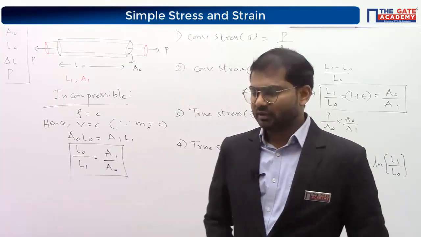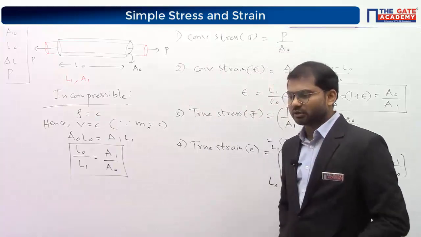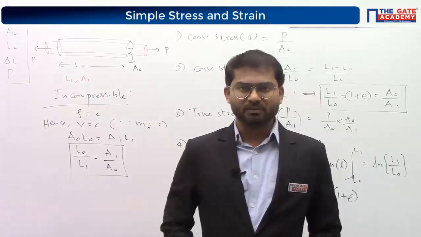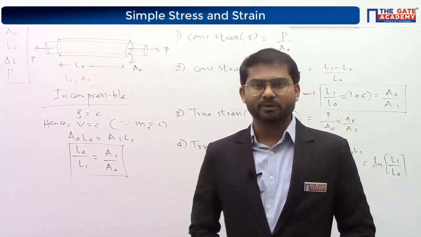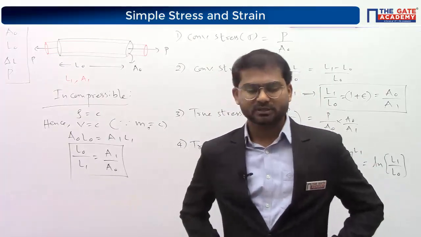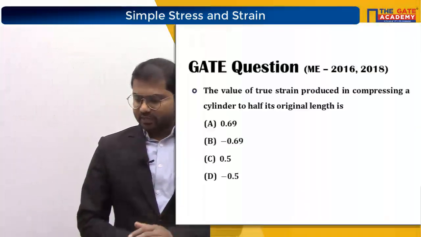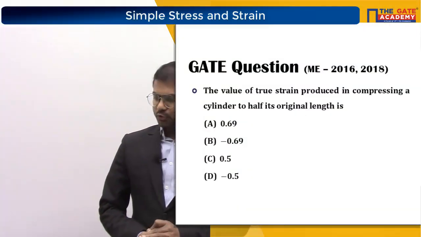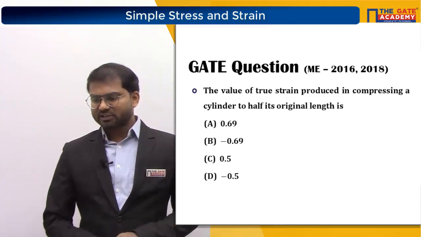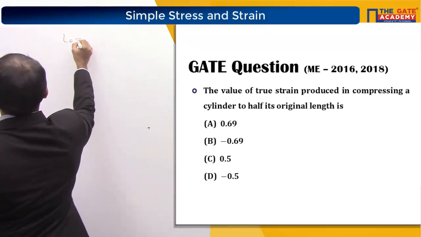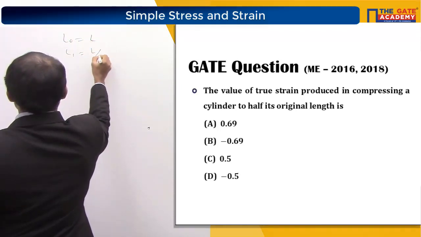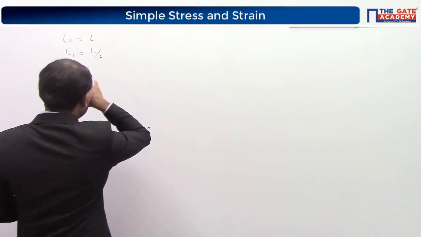Clear? Okay, everyone, you can copy this and start solving the question, which was asked in the GATE 2016 paper, and the same question was asked by changing its sentence in the GATE 2018 paper. So kindly copy that. So we'll go ahead. In this question, it's given: the value of true strain produced in compressing a cylinder to half its original length is. So the cylinder's original length is L. Let's take the final length as L by 2.